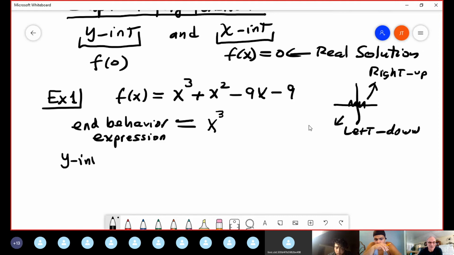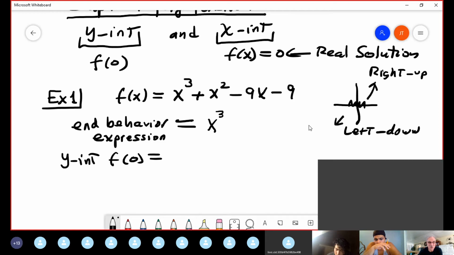Now let's go to the new part, which is to compute the y-intercept. The y-intercept is super easy because you evaluate the function at 0.